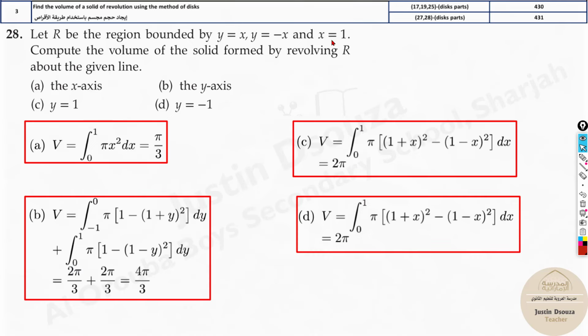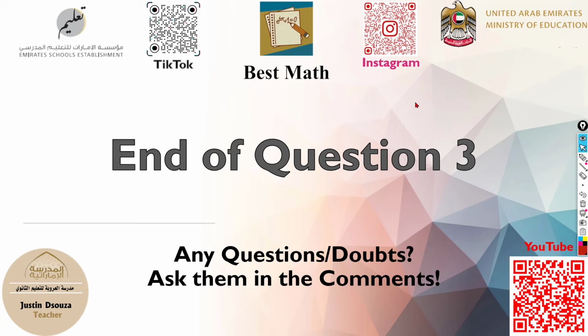Now over here, since the line is 1, all these are washer problems. B, C, and D, you can see. Only A is the disk problem. And the disk problems are the easiest of all. That's the end of question 3. Please try to graph a simple sketch, understand which axis it's being rotated, then write the formula, put in the equations, and then solve it up.